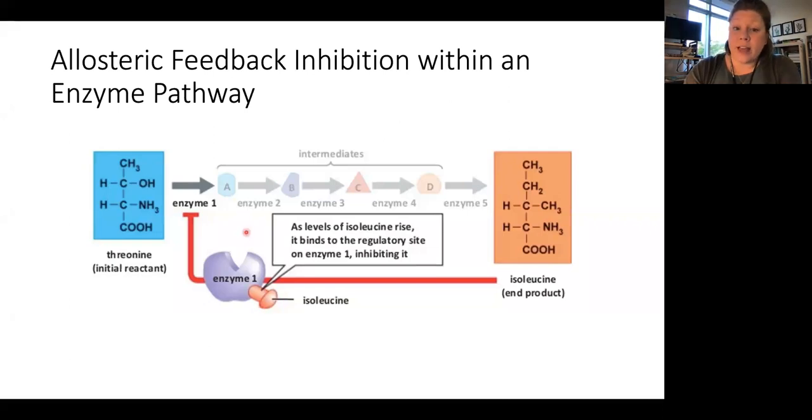And the consequence of that is that we turn down the volume on this pathway. We've got so much isoleucine around that it's negatively feeding back. It's inhibiting enzyme 1 because we've got plenty of isoleucine. There's no reason to keep making isoleucine.